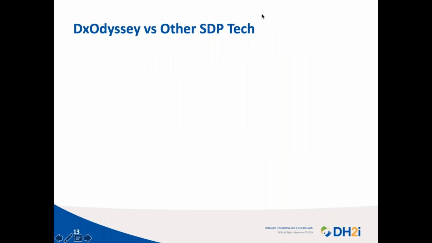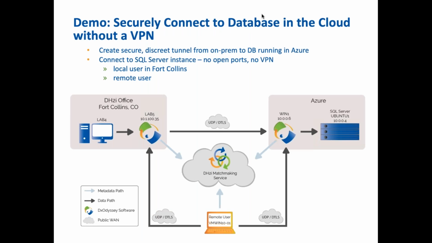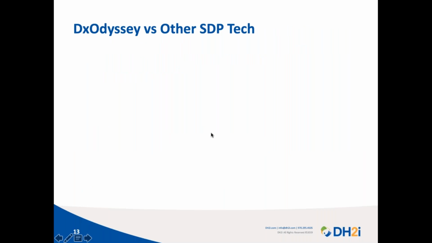Okay, so I want to discuss a little bit about this concept of software-defined perimeter. So what DX Odyssey does is, in doing this, it really creates a software-defined perimeter. Rather than having that castle and moat perimeter, now I can very easily extend my network perimeter to wherever and whomever should have access and nobody else. Okay.